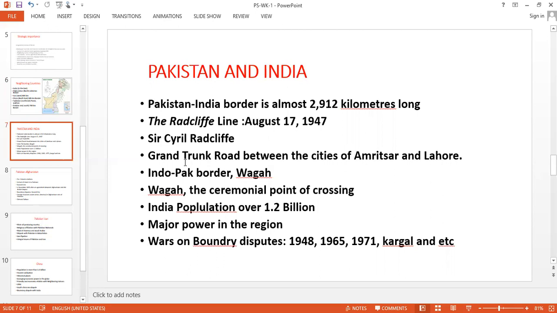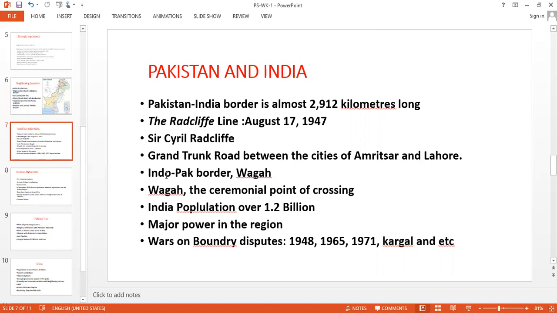There are huge traces of the Grand Trunk Road, constructed by Sher Shah Suri, which connects the historical cities of Gandhara, Kabul, Peshawar, Lahore, and Amritsar.